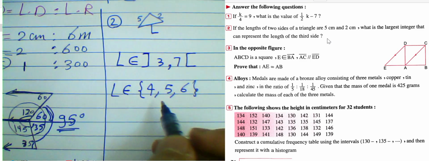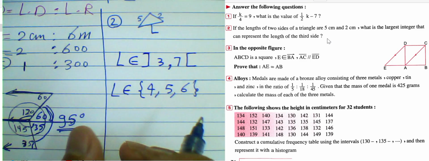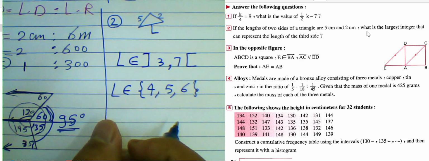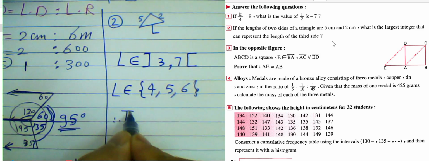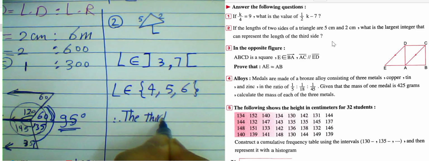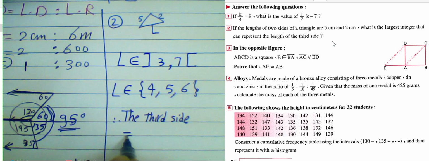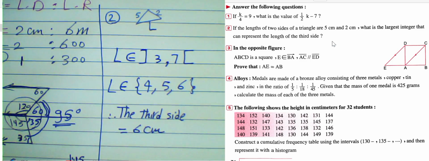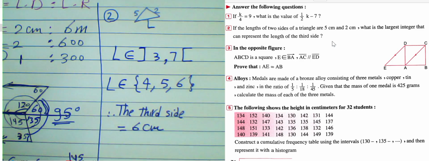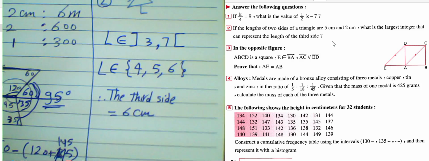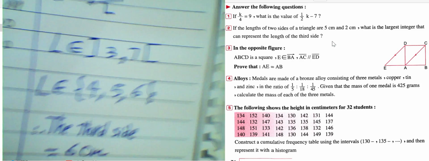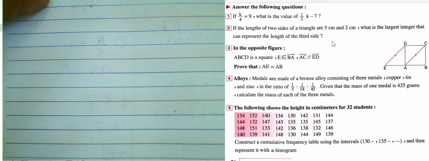Then for the side length here, you want to find the third side, the largest. What is the largest integer that can represent the length of the third side? Then we can write the third side will be 6 centimeter. Understood? Okay, next question, number 3. We want to solve by using a graph. Question number 3.